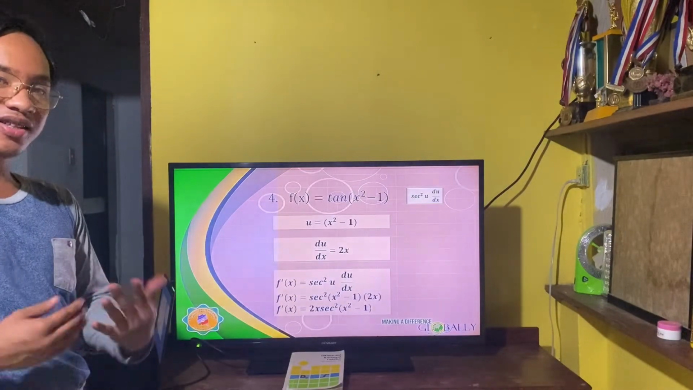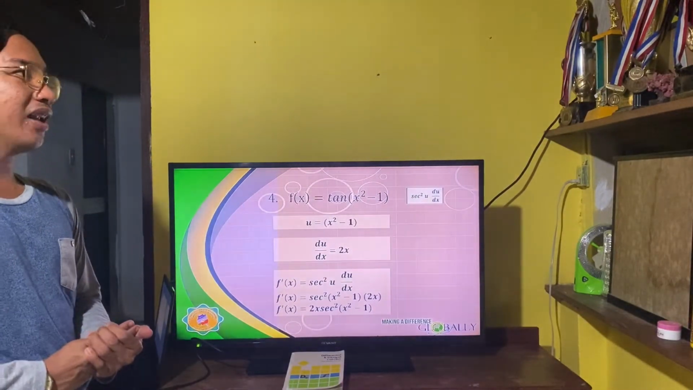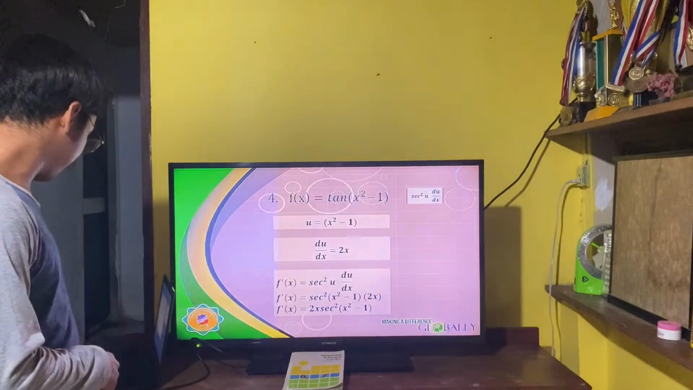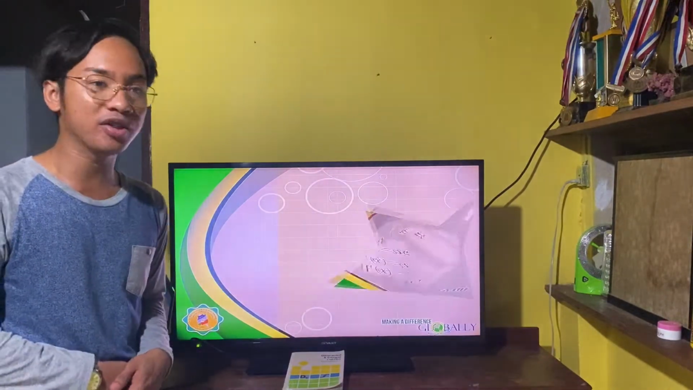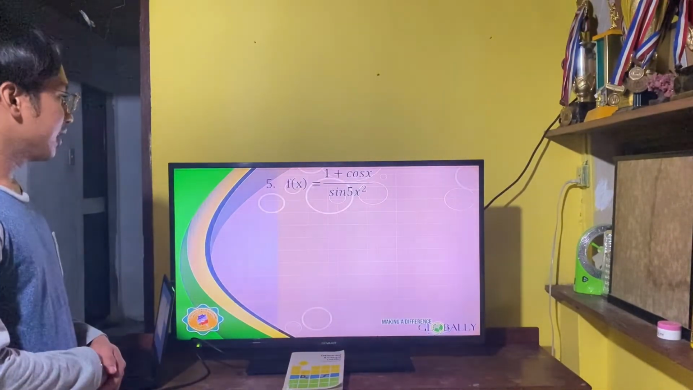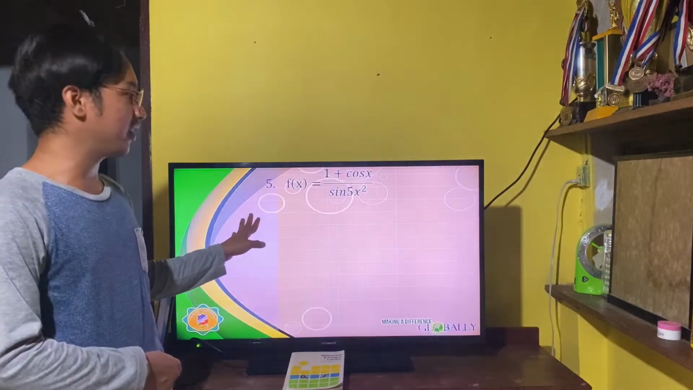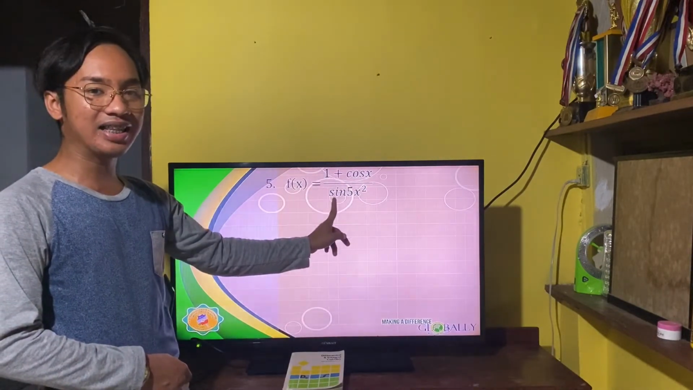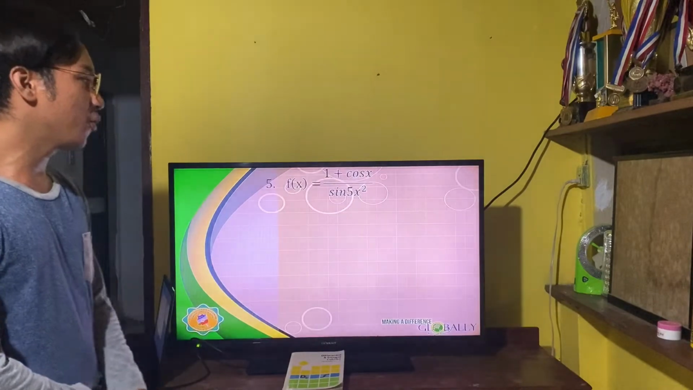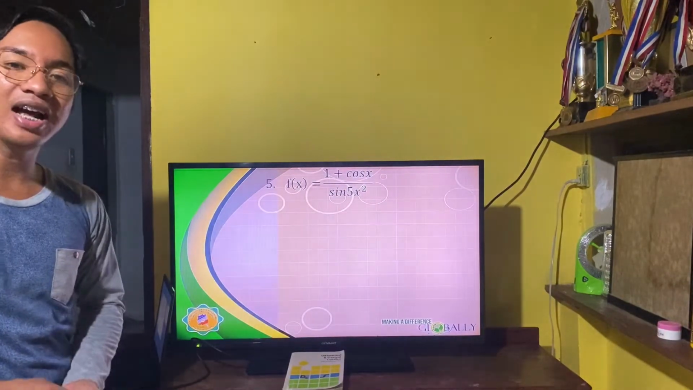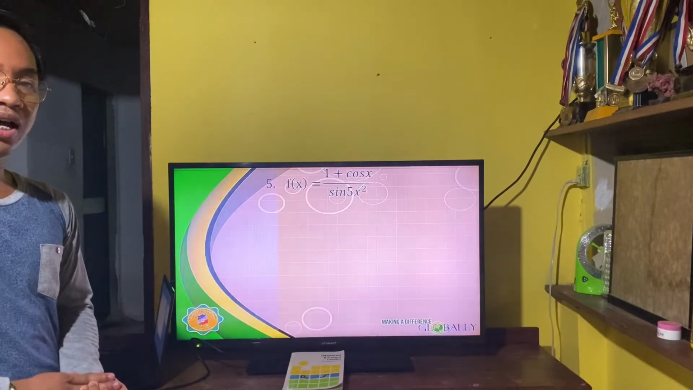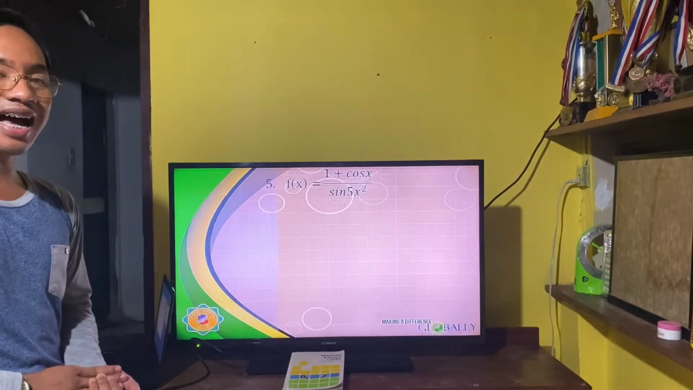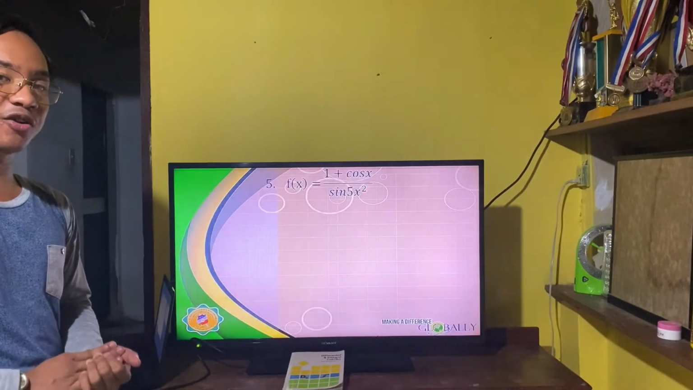So these are very easy examples. Now let's proceed to a little bit challenging by applying the different formulas. And that is for example number 5. Example number 5 is f of x is equal to 1 plus cosine x all over sine 5x squared. As you can see, we have to apply here the quotient rule, and at the same time we also need to apply the derivative of the trigonometric functions.